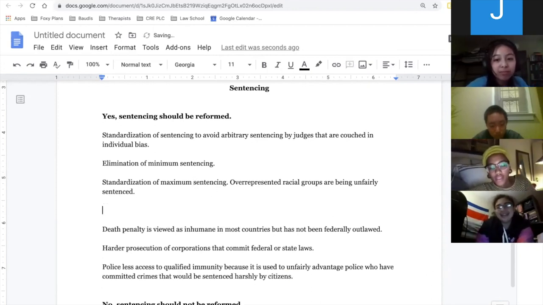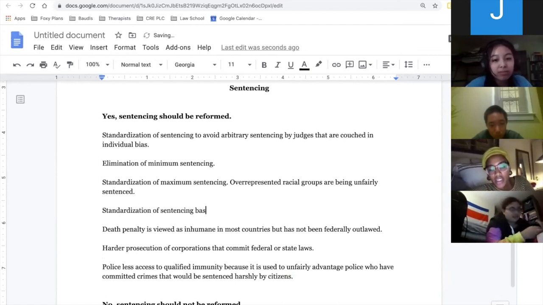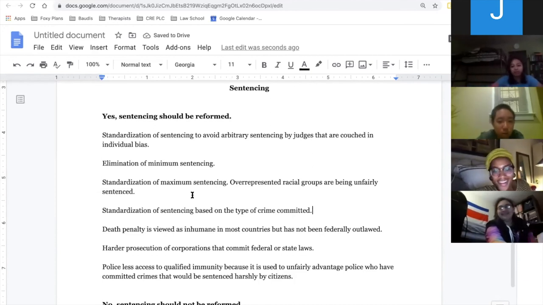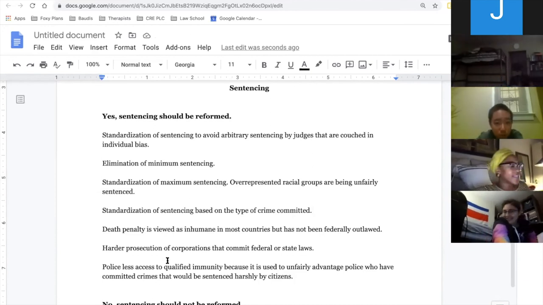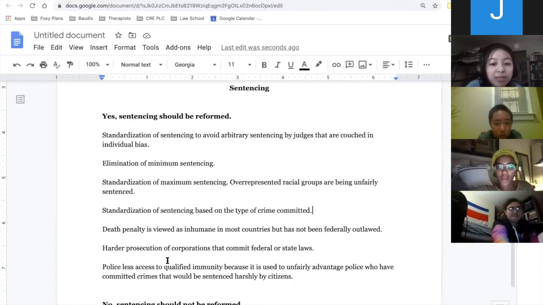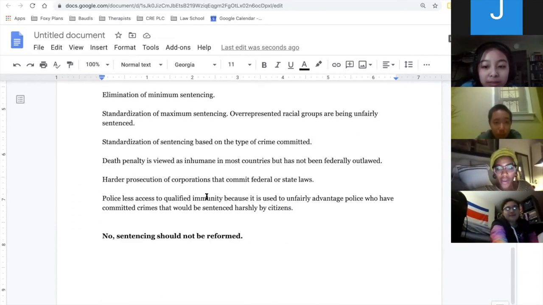What I'm getting from this, and let me know if this sounds like what you're trying to say, is standardization of sentencing based on the type of crime committed. Yeah, sounds smarter than what I said. No, I understand. It's hard to make it come out of your mind in the words that you're thinking it in. That's what we're here for, to try to make it make sense and give you something to come back to.